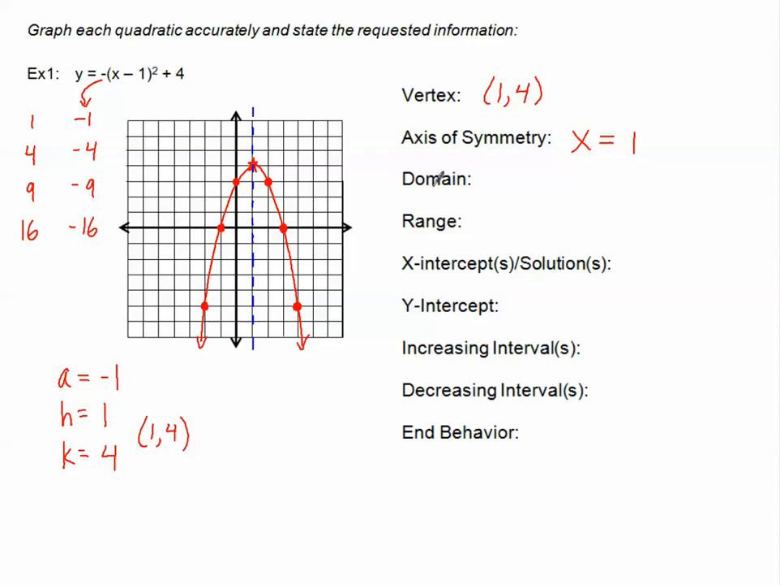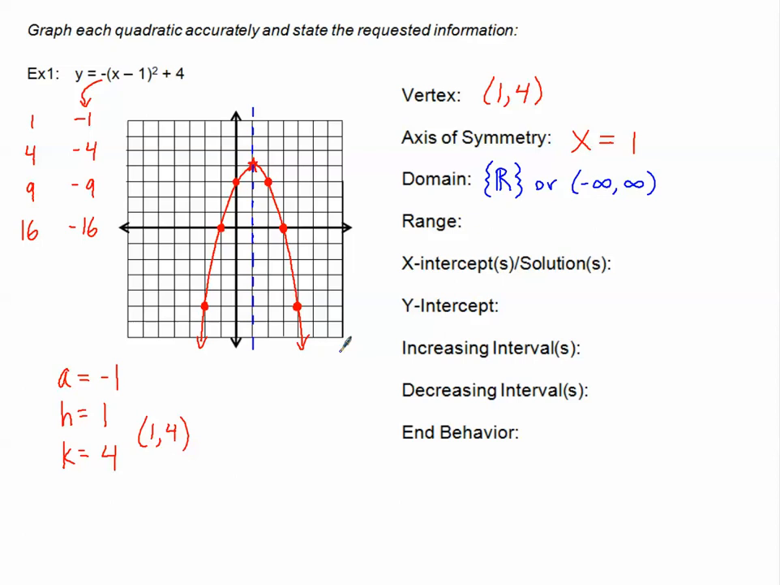Let's talk about domain. Well, domain is going to be pretty easy this entire chapter since we're talking about quadratics. The domain of every quadratic is going to be all reals. Now we could write it like that, or we could write it as negative infinity to positive infinity, whichever one you like. But the domain is going to be all reals. We are pointing all the way to the left and all the way to the right. So every input has an output, so the domain is all reals.